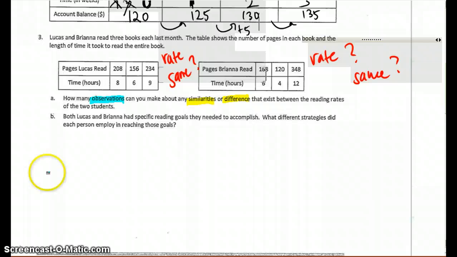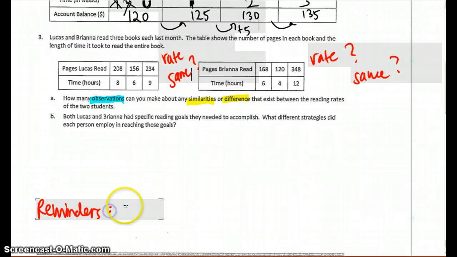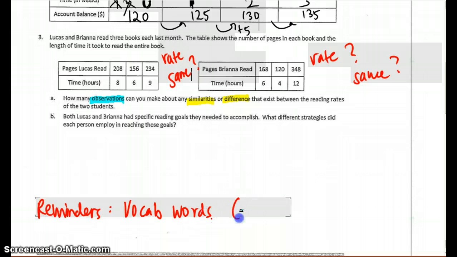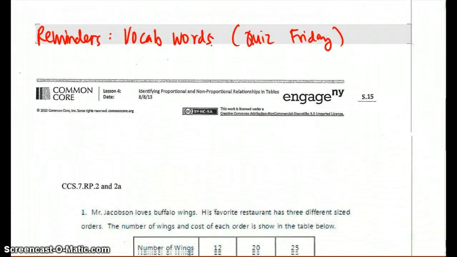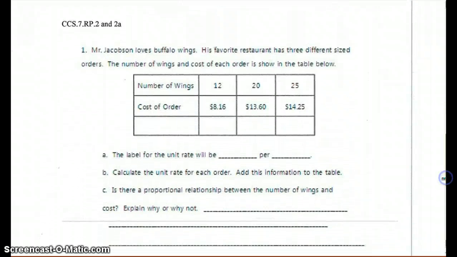Just a reminder, make sure to use your vocabulary words. When we get to our quiz on Friday, it's important that you use that as you describe and create your sentences to explain and justify your answer. So you want to be able to express it in math with the vocab words. And then on the back side, I will do number 1 and you can do number 2 by yourself.